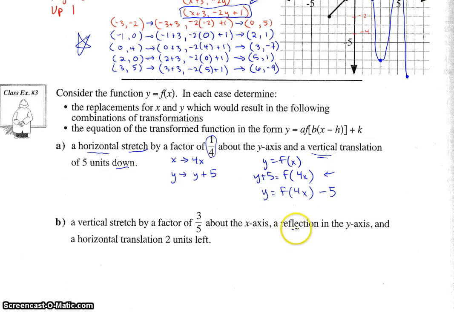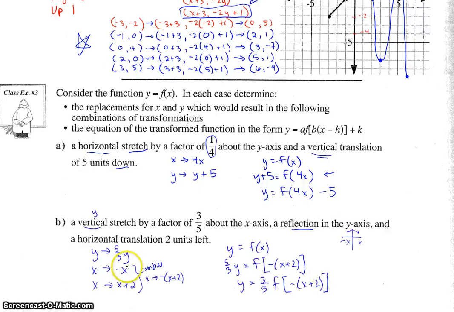It's got an extra little reflection involved, so remember reflections are negatives unless it's in the line y equals x. That's when you switch x and y. So you guys try that one. We'll see if we can get the same answer. Pause your video now. Okay, so our replacements, stretch of 3/5 should be y is replaced with 5/3 y.